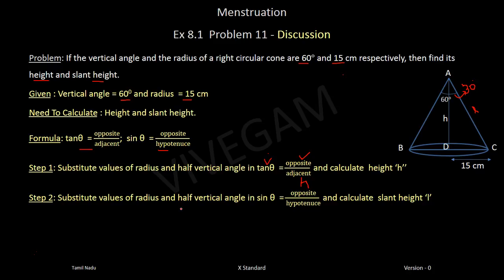Next, substitute the value of radius and half the vertical angle in sin theta equal to opposite by hypotenuse. It's the same theta, 30 degrees. The opposite side is known, that is the radius 15 centimeter, and the hypotenuse is not known. That is L. So in this equation, you know all except the hypotenuse, the slant height. So we should be able to calculate it. It's a simple problem. What I suggest is you pause the video here and try to work this problem on your own, and then on completion, come back and check your working against our solution.